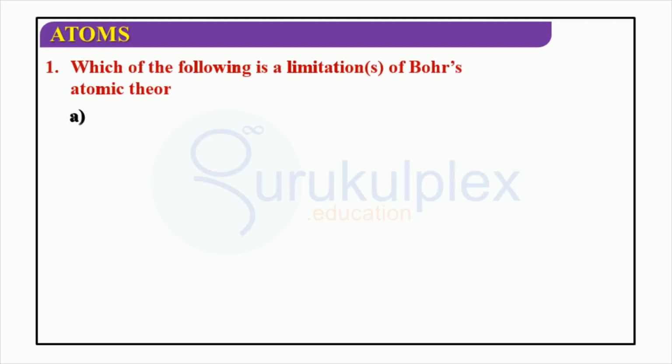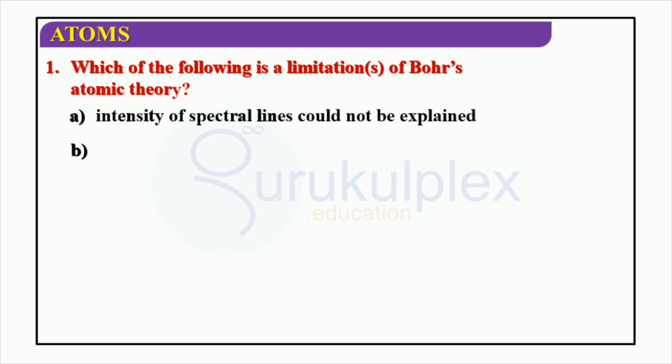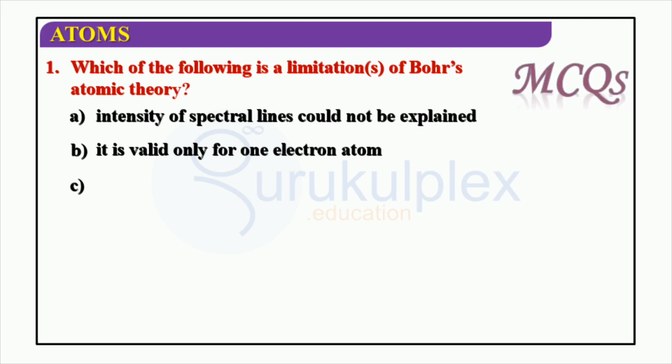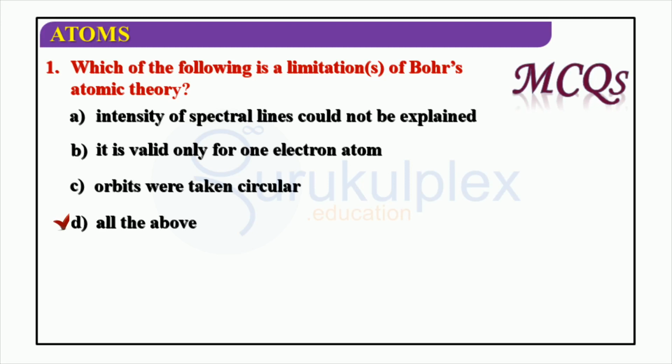Bohr's atomic model made an important contribution to our comprehension of atoms and their behavior. However, it had some restrictions, such as not being able to elucidate the intensity of spectral lines or take into account elliptical orbits. Moreover, it was only valid for one-electron atoms. When this model is applied to atoms with multiple electrons, it is unable to precisely describe the behavior of those atoms.